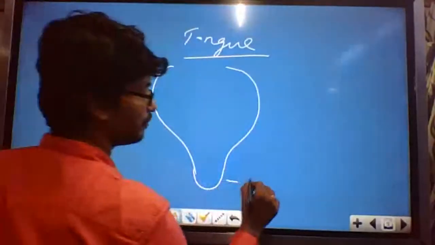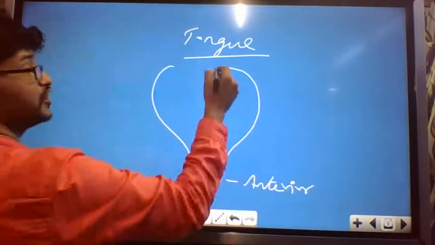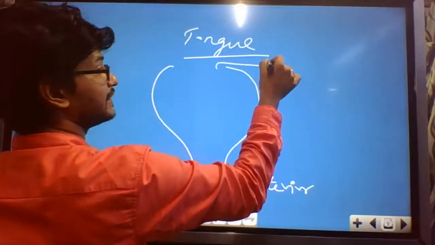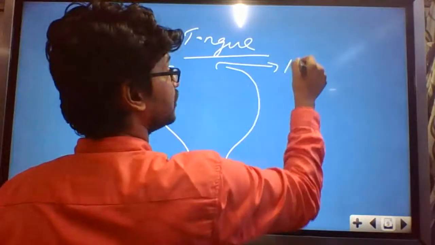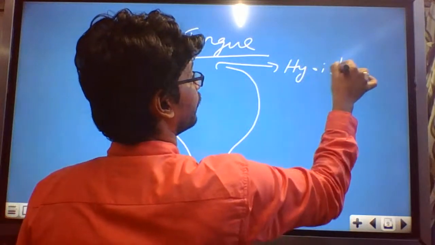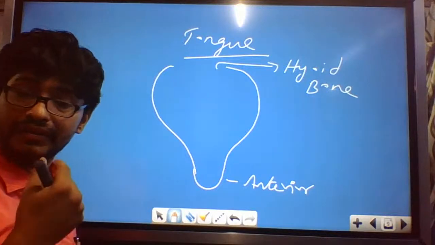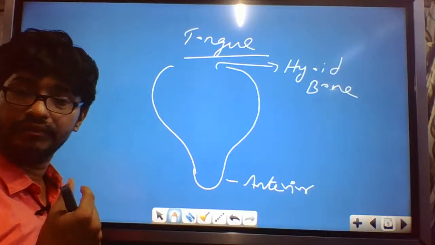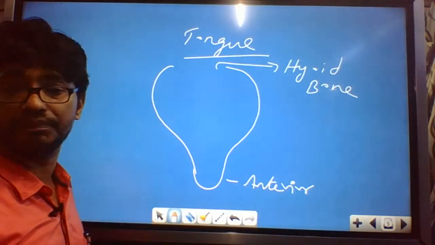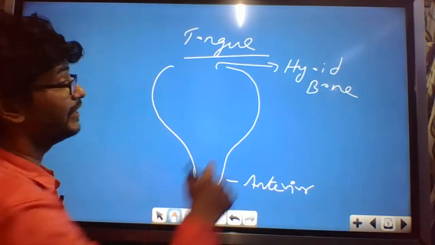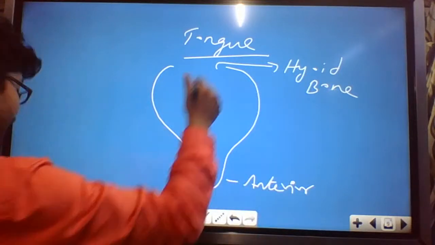So the anterior part is free. This anterior part of the tongue is free. The posterior part is not connected but is held with the bone, called the hyoid bone. When you open your mouth and stick out your tongue, it is not connected anywhere, you see the anterior part is free, but the posterior part is held inside by the hyoid bone.